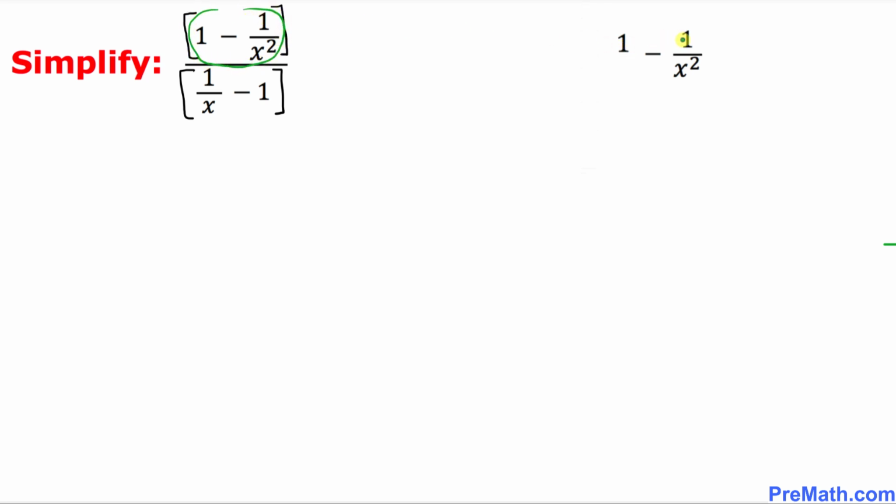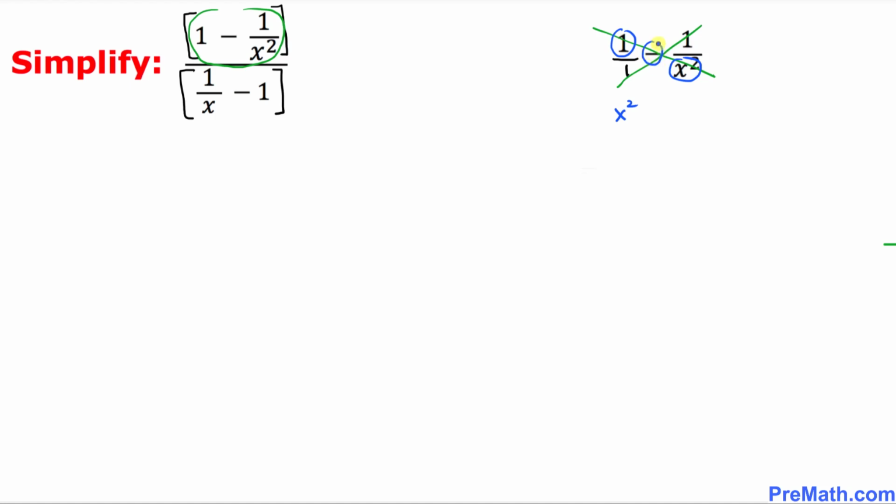I have just copied it down over here, and this 1 could be written as 1 over 1. Now we see our difference of two fractions. Let's simplify that one. We are going to use a crisscross method. Let's cross multiply. So let me show you an easy way of doing this one. So first of all, when we cross multiply 1 times x squared, that is going to give us x squared.